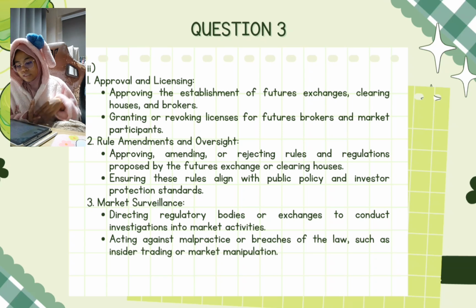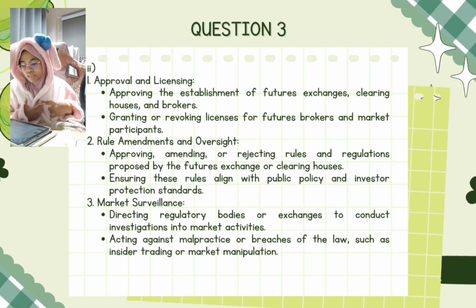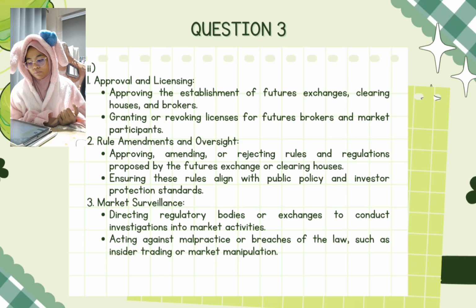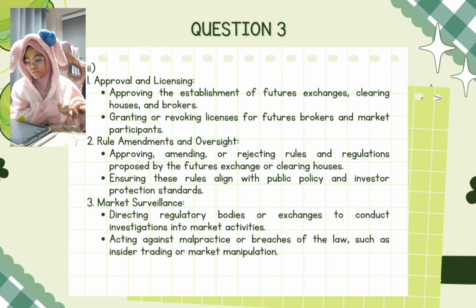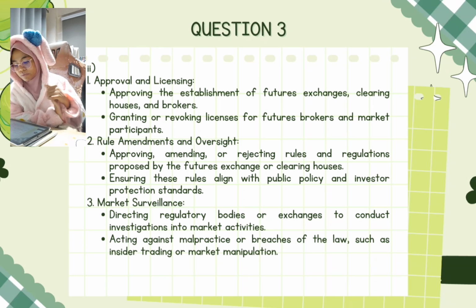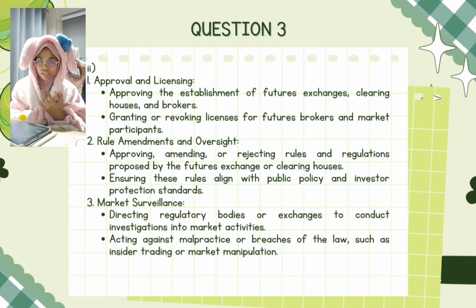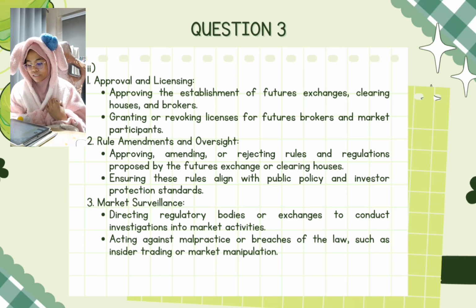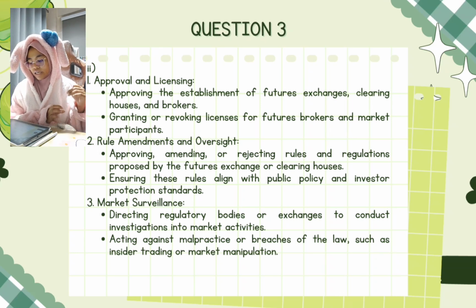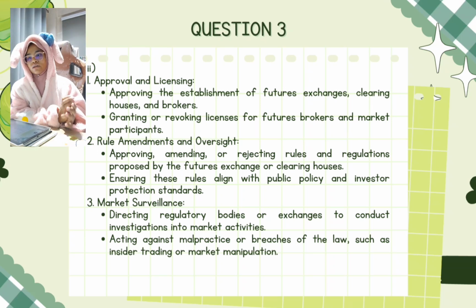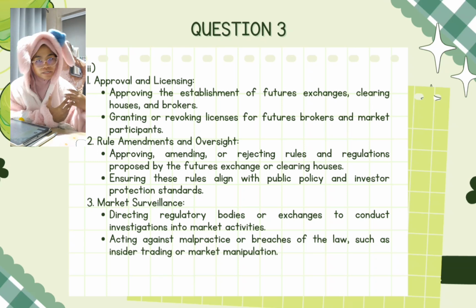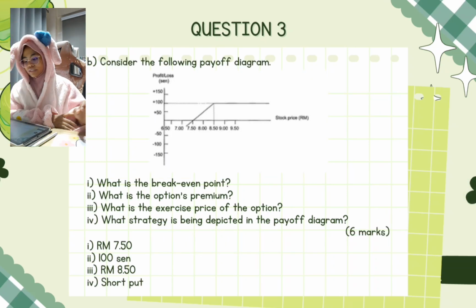Second, rule amendment and oversight. Approving, amending, or rejecting rules and regulations proposed by the futures exchange or clearinghouses. Next is to ensure these rules align with public policy and investor protection standards. And the last one is market surveillance, where the Minister of Finance directs regulatory bodies or exchanges to conduct investigations into market activities. And the Minister of Finance can act against malpractices or breaches of the law, such as insider trading or market manipulation. So next question.